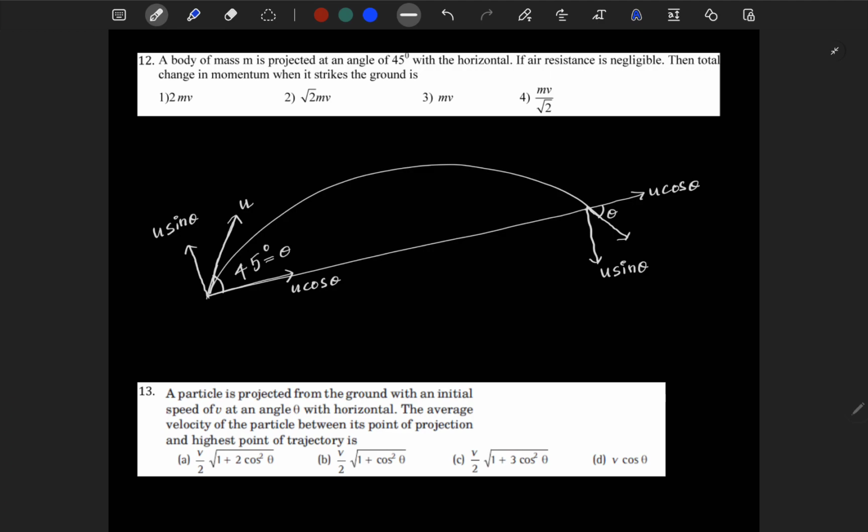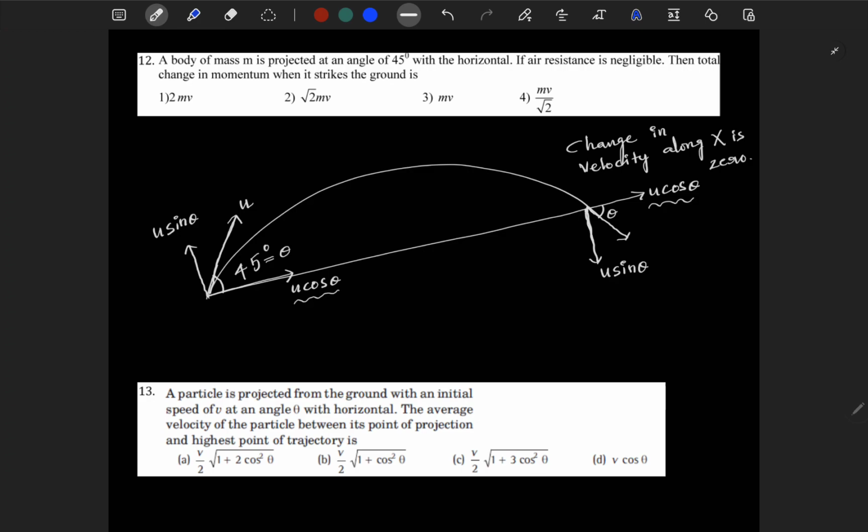Now I want you to observe the change in momentum. When you take along x-axis, the velocity is u cos theta, and also here the velocity is u cos theta. Then change in velocity along x-axis is 0. So there is no change. So that means the change in momentum is again 0.